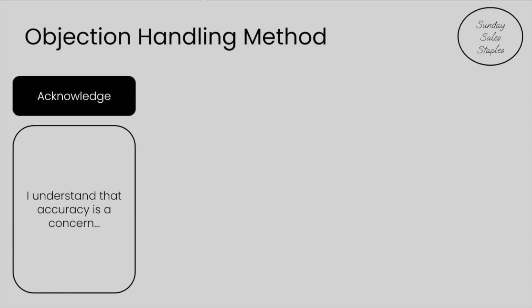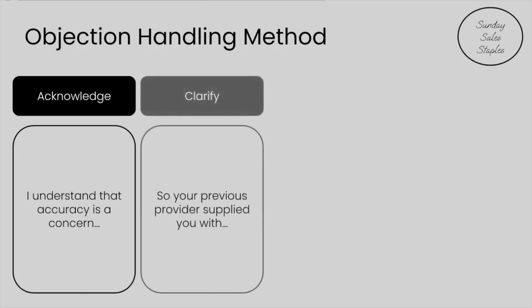Then they could respond by saying, "When we implemented a solution like this in the past, the provider was accurate only 85% of the time, and we had to constantly correct them and their data. That's why we got rid of it 5 years ago." Moving to the clarification step, you could respond with, "So your previous provider supplied you with inaccurate data and caused headaches for the entire operations team when rectifying these insights, correct?"